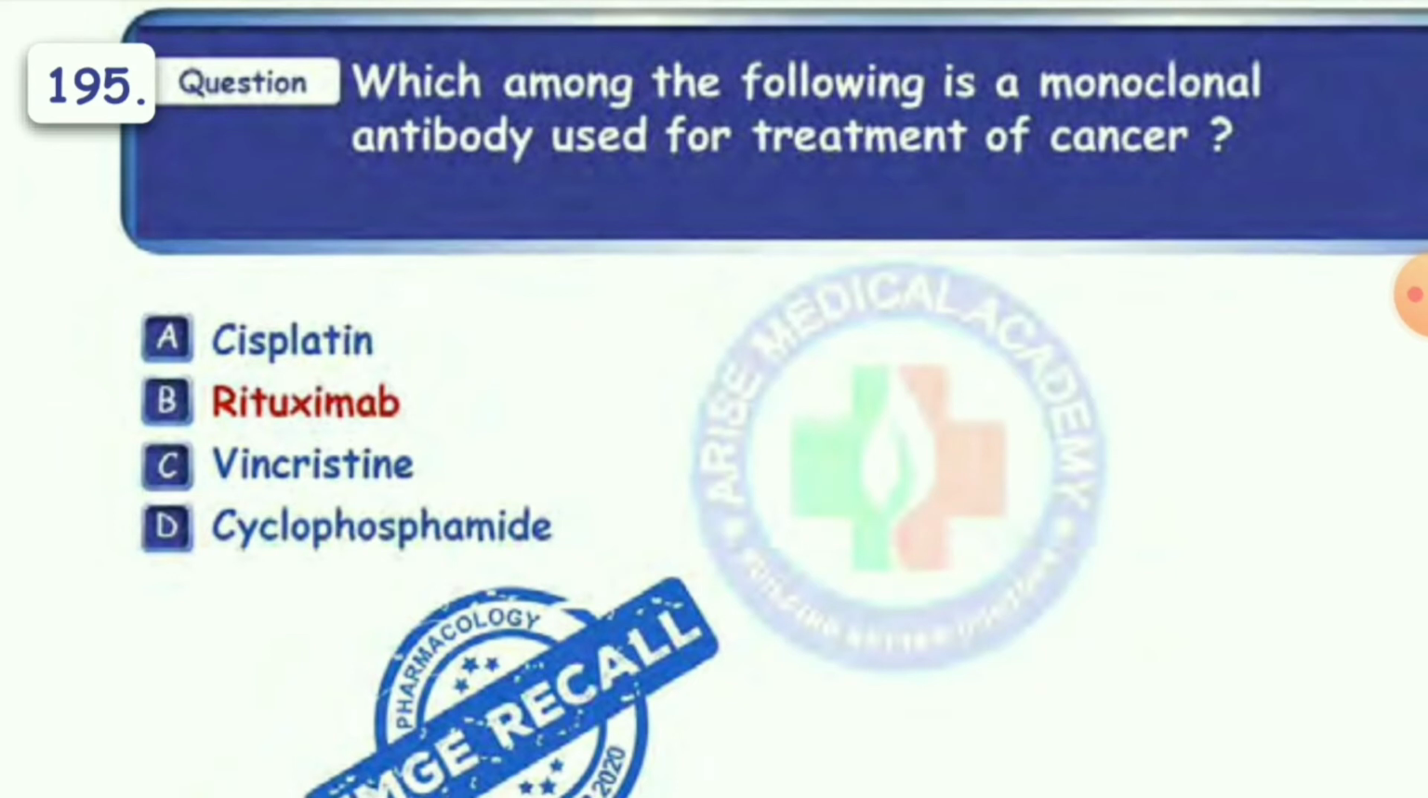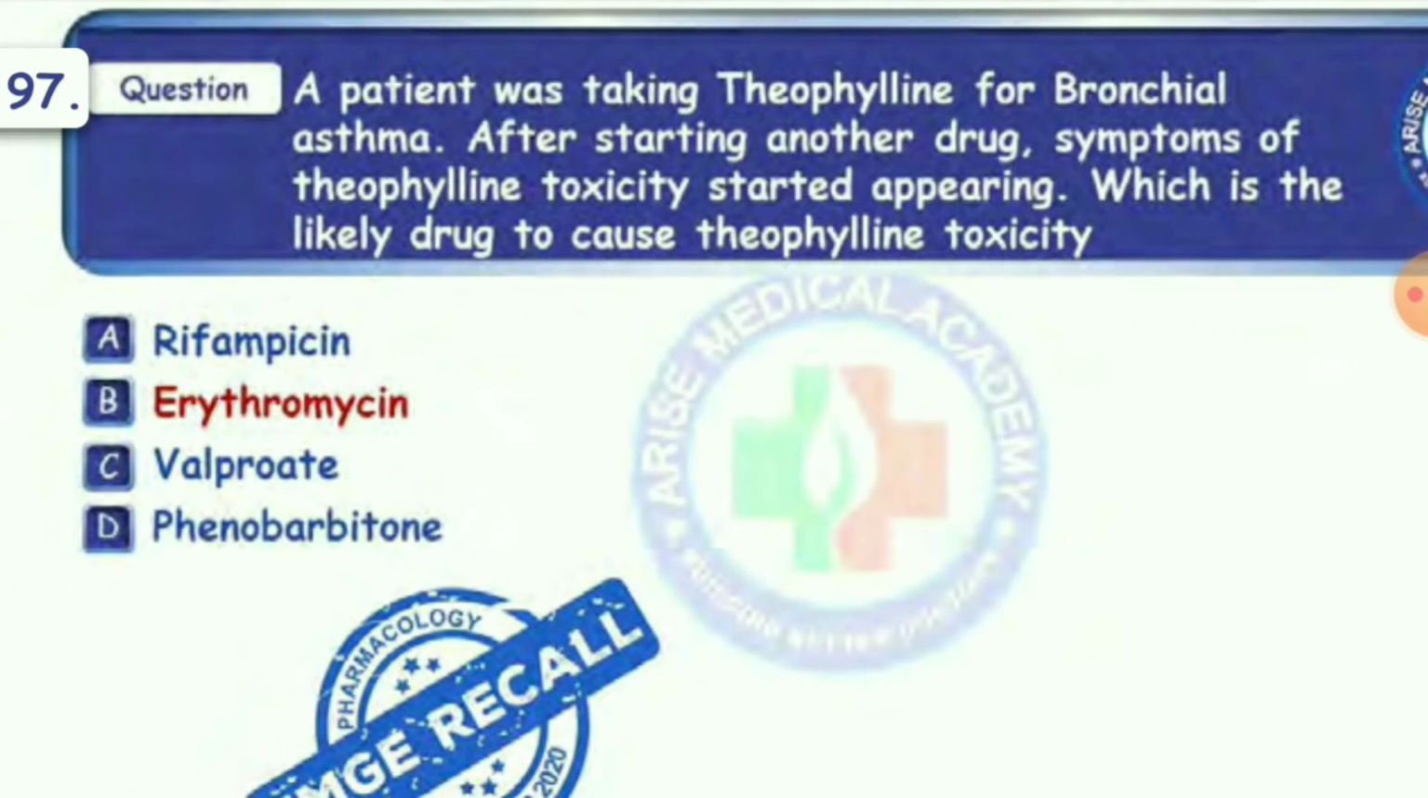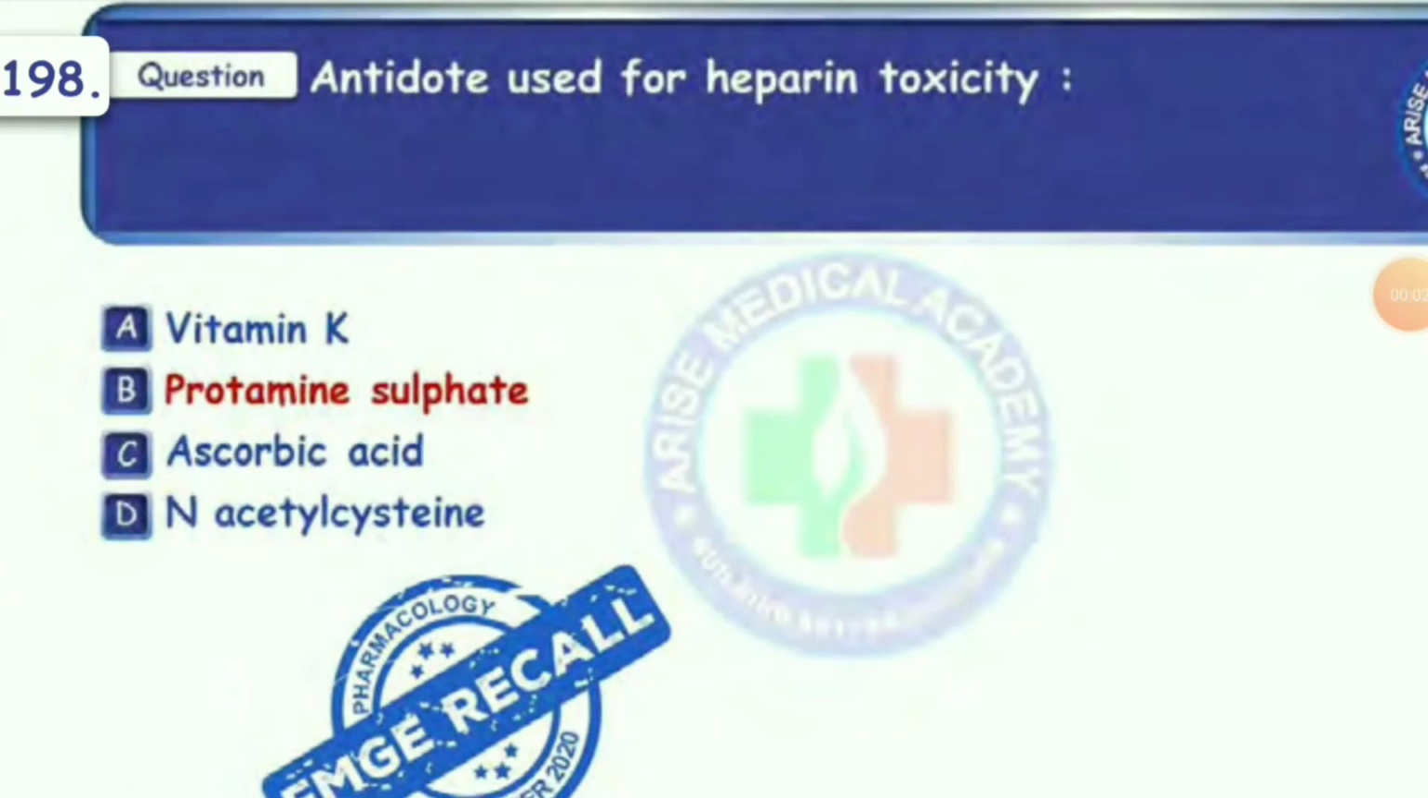The answer is rituximab. Next question, a patient was taking theophylline for bronchial asthma. After starting another drug, symptoms of theophylline toxicity started appearing. Which is likely drug to cause theophylline toxicity? The answer is erythromycin. Next question, antidote used for heparin toxicity. The answer is protamine sulfate.